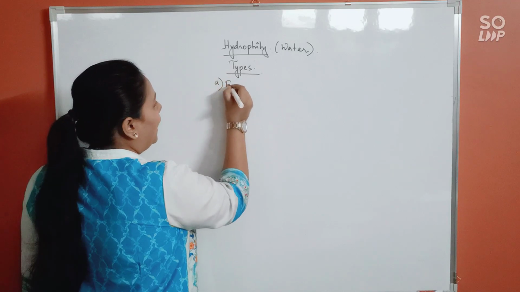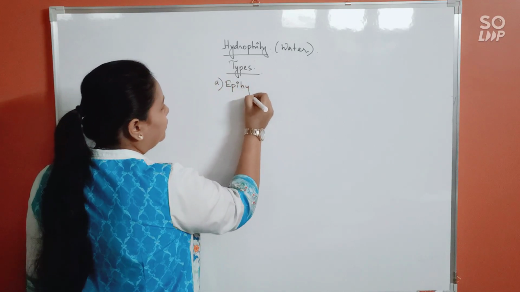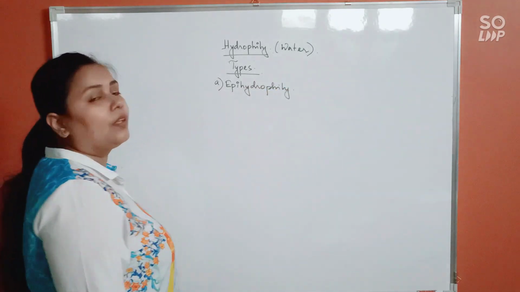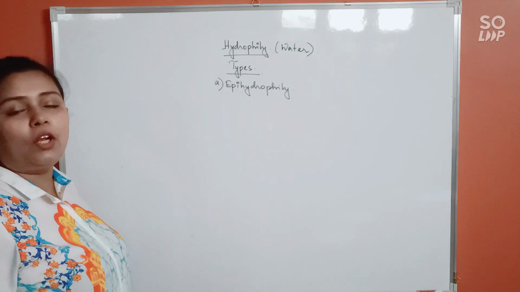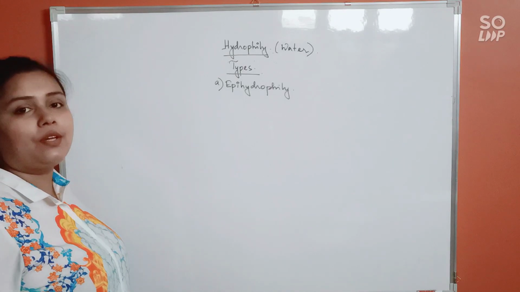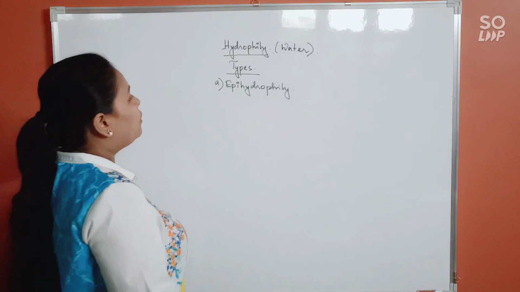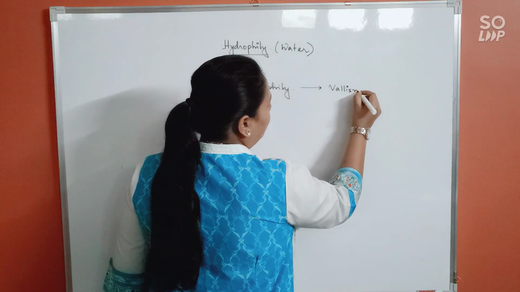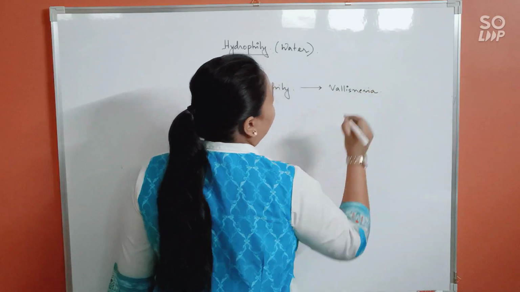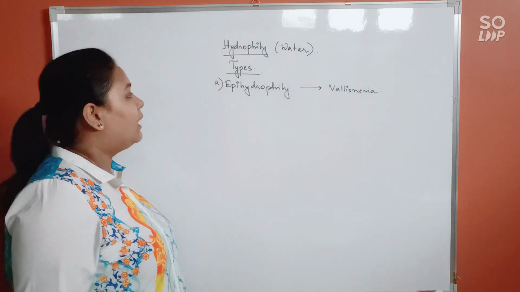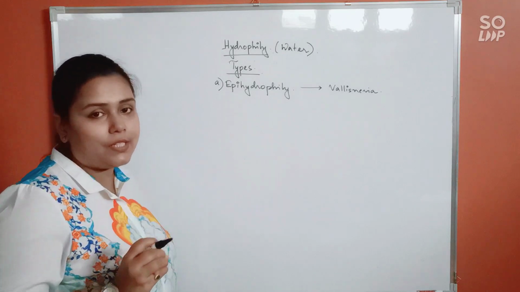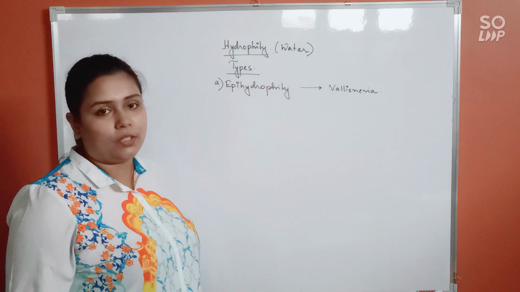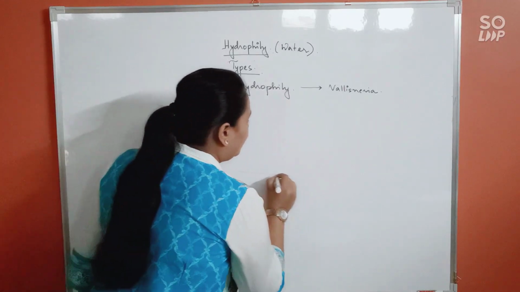First, epihydrophily. Epi means above. So here the pollination will be occurring above the surface of water. The example I will be taking is Vallisneria. Vallisneria is a dioecious plant. That means it will bear male and female flowers in separate plant bodies. So this is how it would look like.